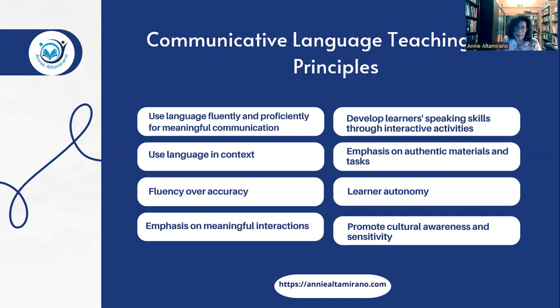Another important element of communicative language teaching is the emphasis on authentic materials and tasks. This means using materials that reflect real-world contexts and tasks that are relevant to the students' lives outside the language classroom. It also places value on learner autonomy. Rather than being passive recipients of knowledge from the teacher or from the textbook, students should be taking an active role in their own learning process.